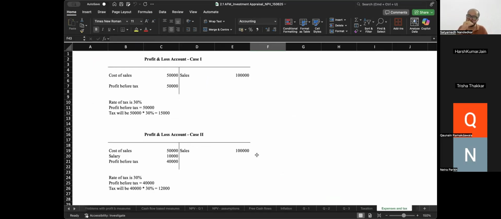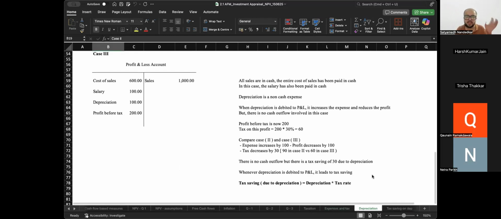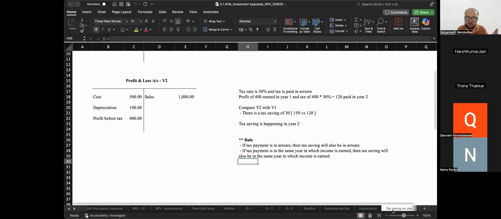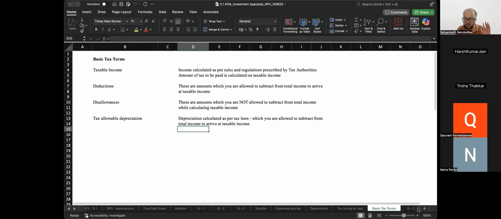So if the salary expense increases, it leads to tax saving. If the depreciation increases, that also leads to tax saving. The difference is that depreciation is a non-cash expense, whereas the tax saving that it leads to is a cash tax saving that you get. And how do you calculate the tax saving on any item? That expense into the tax rate will give you the amount of tax saving in the question.